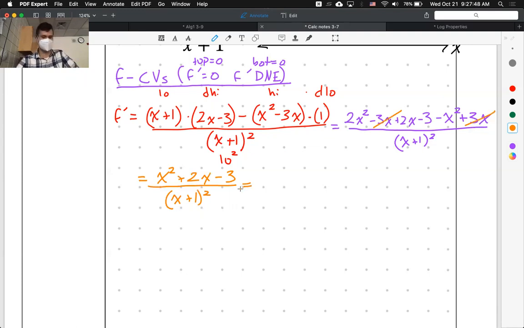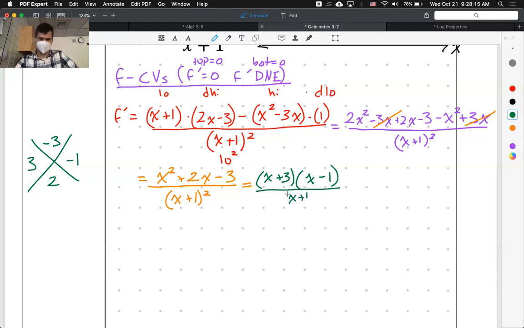That numerator can be factored with a normal ninja star, which hopefully you can do in your head. But if not, I can do it off to the side. So off to the side, ninja star, what two numbers multiply to negative 3 and also add to positive 2? Fiona. 3 and negative 1. There it is. So that means it's going to be x plus 3 and x minus 1. And this is all divided by x plus 1 quantity squared. So we're done finding the derivative. So I should come down here and say that this was really still f prime that we were dealing with. This is kind of the final form of f prime.